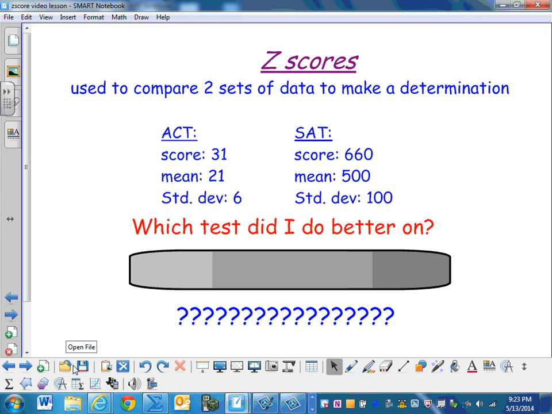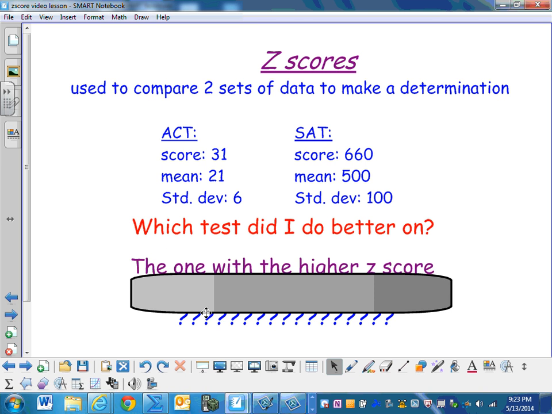Z-scores. Z-scores are used to compare two sets of data to make a determination. For instance, I took an ACT and an SAT. On the ACT, I had a score of 31, with a mean of 21, and a standard deviation of 6. On my SAT, I had a score of 660. The test had a mean of 500 and a standard deviation of 100. Well, which test did I score better on?